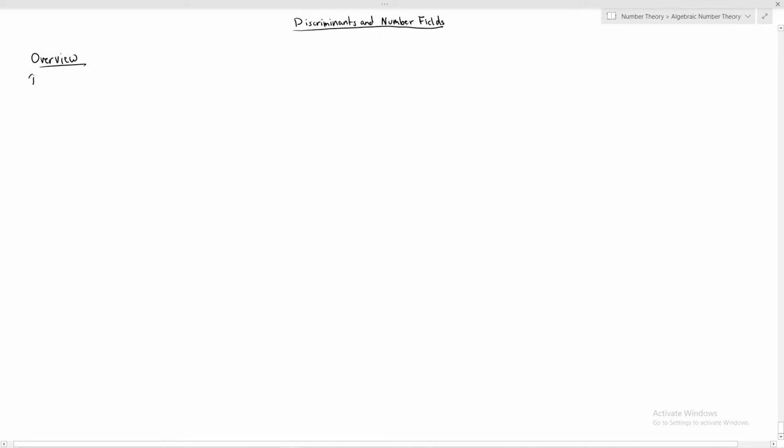There are two main results that I want to get to. The first is kind of like a strengthening of the last result that we proved in the previous section. So this is going to be a result relating discriminants to number field submodules.